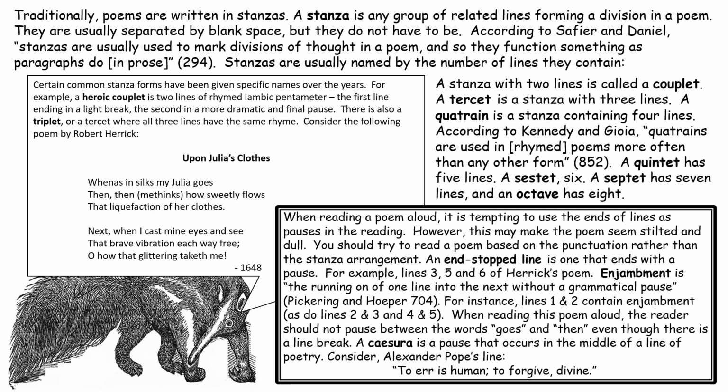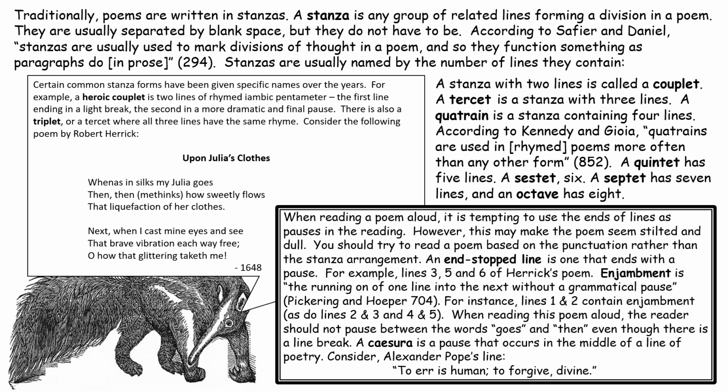So the opposite of an end-stop line is a line that spills over onto the next, or when a sentence in a poem spills from one line over to the other. That is called an enjambment. And it's the running of one line into the next without a grammatical pause. For instance, lines 1 and 2 contain enjambment, as do lines 2 and 3 and 4 and 5 of Herrick's poem. When reading this poem aloud, the reader should not pause between the words goes and then, as I said before, even though there is a line break.